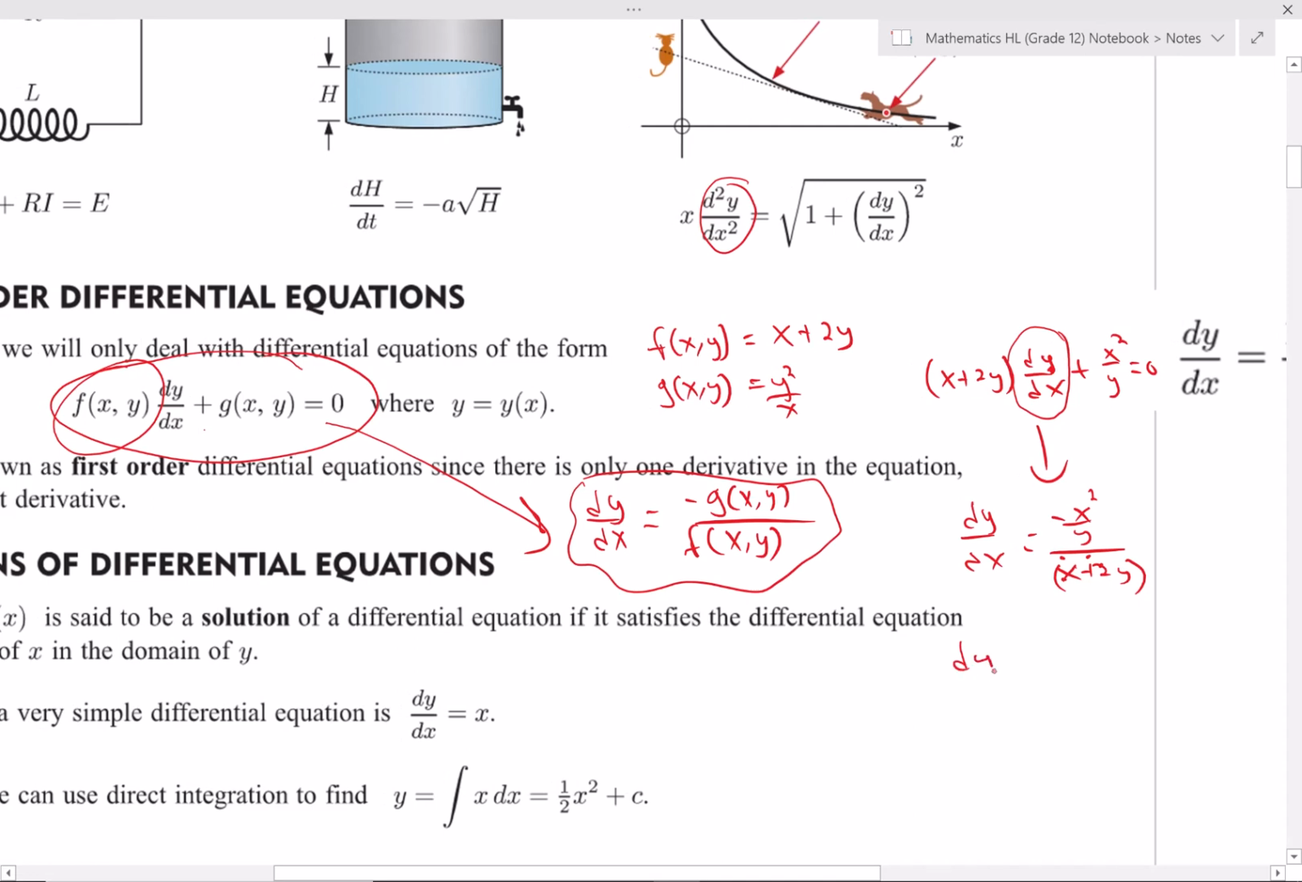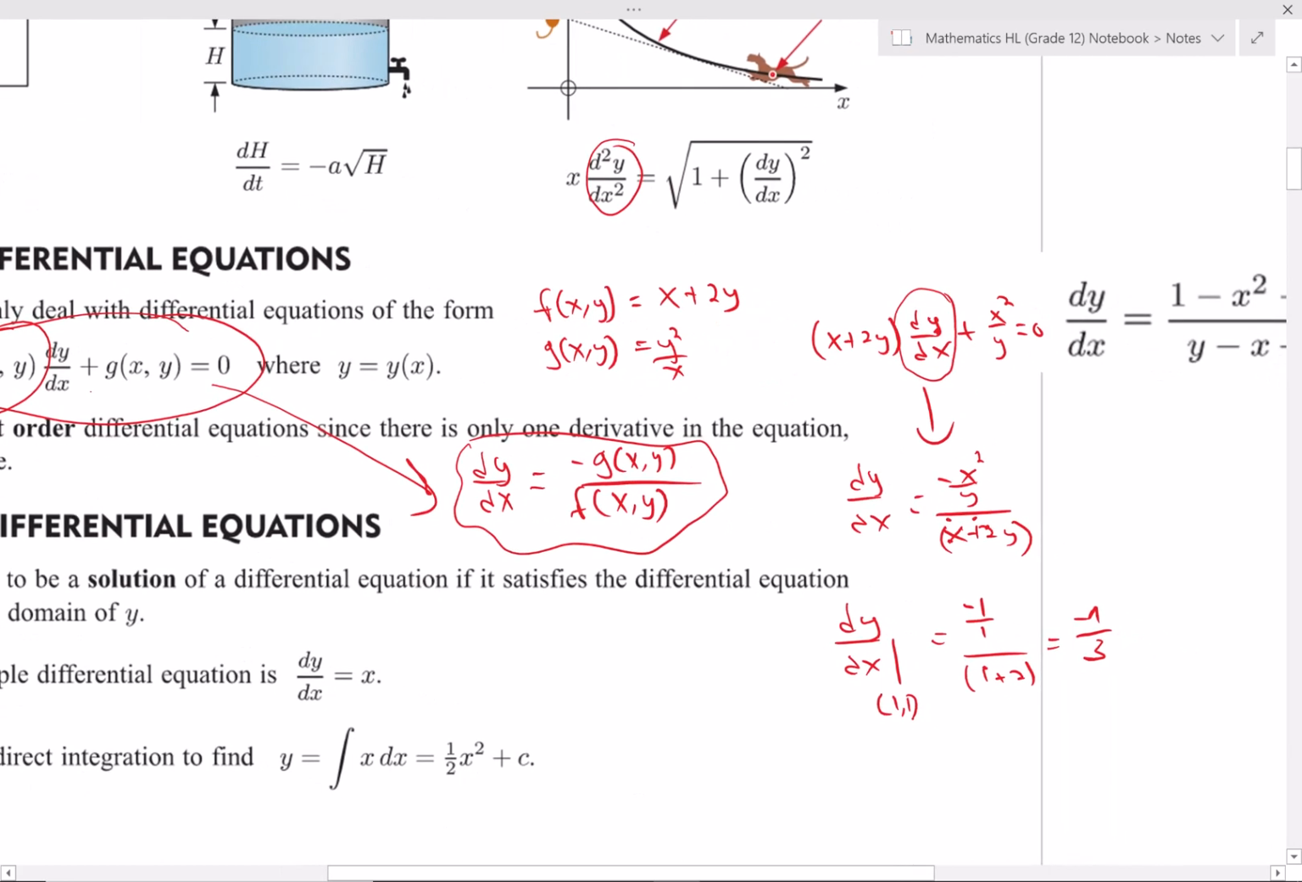If I wanted to know the slope of y with respect to x, like if I wanted to know the slope at, let's say, (1, 0), then I could plug in 1 for x and 0 for y. Let's not do that because that's going to give me a 0 in the denominator. Let's say (1, 1) in this case. If I plug in 1, 1, on the top I'd get negative 1 over 1 divided by 1 plus 2. That would give me negative 1 over 3.